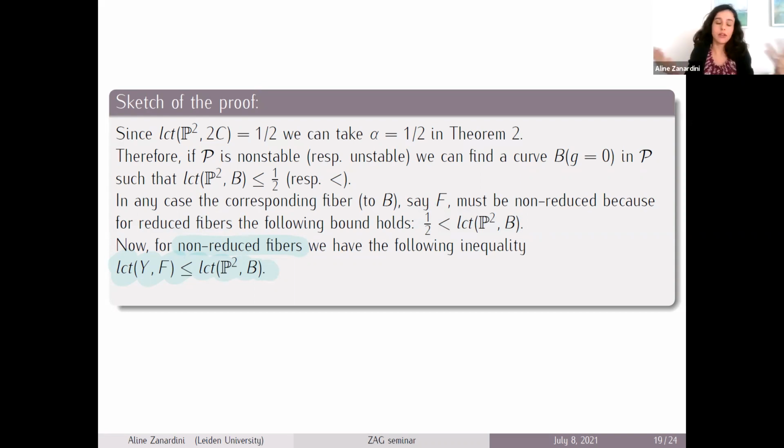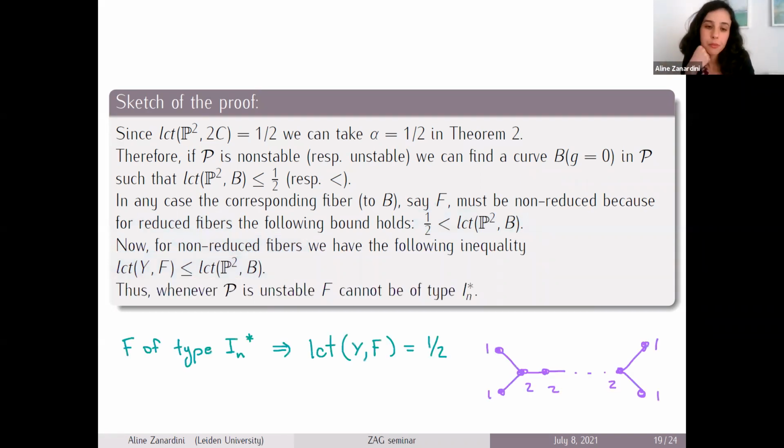And for a fiber of type I_N star, the latter, so the log canonical threshold of Y, F, equals 1/2. So if my pencil is unstable, then this fiber F cannot be a fiber of type I_N star. Okay, and this concludes the proof.